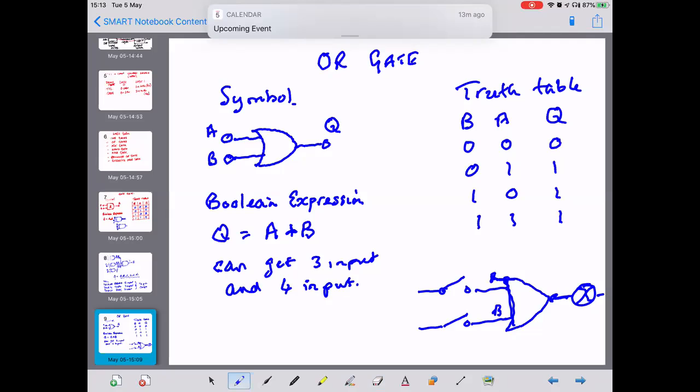All happy? I'm sure you'll shout if not. And again, we can use multiple gates to make up larger numbers of inputs if we wish to.